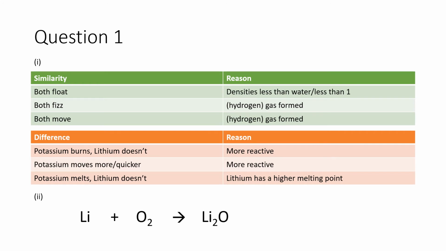The final mark would be rewarded for the correct balancing of the equation. So, the reactants have 2 oxygen, but the products only have 1 oxygen. Therefore, a coefficient, or a big number, of 2 needs to be added in front of the product. This now makes 4 lithium atoms on the product side, but the reactants only have 1. So again, a coefficient of 4 would be required in front of the Li to make it fully balanced.